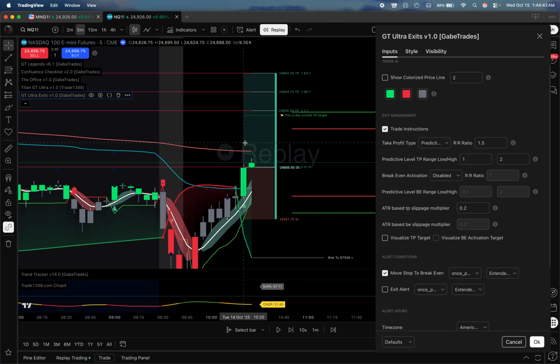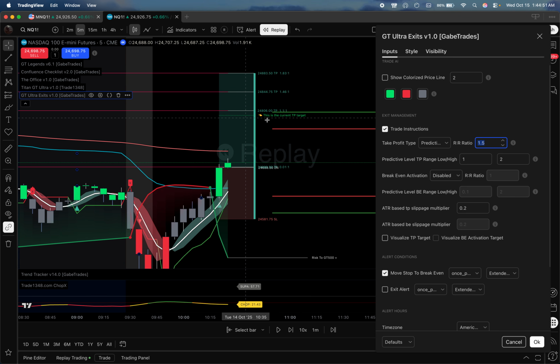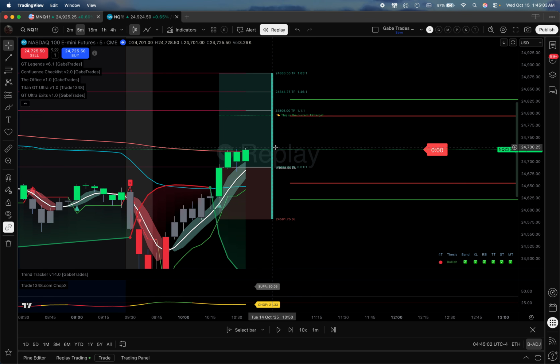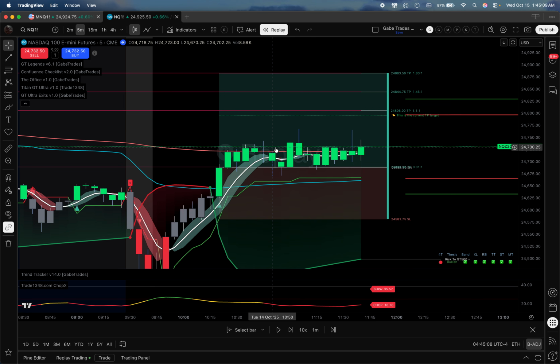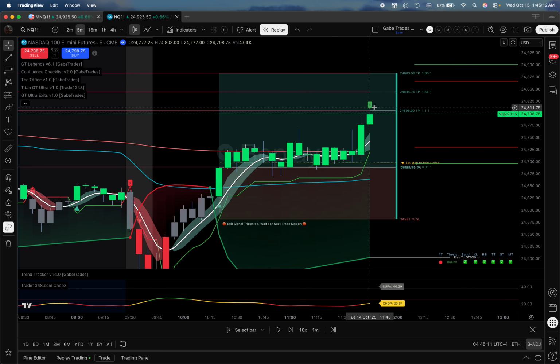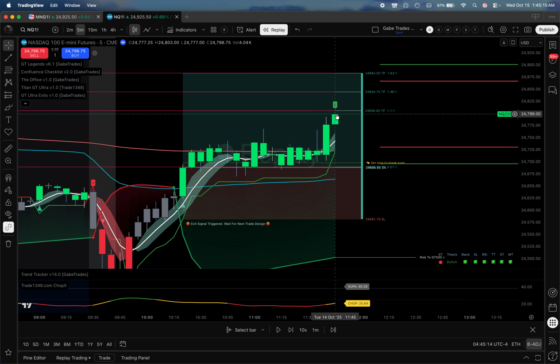Now let's take a look at an example. Here I've set it to predictive level. I have a risk to reward of 1.5 to 1, but it's found a predictive level, so it's going to ignore this risk to reward, and it's looking for a level between a 1 to 1 and a 2 to 1, which happens to be here, right? So if you advance this replay, when price action reaches that predictive level, we will get a signal here. We just got a signal to exit, and the trade instructions also say exit signal triggered, wait for next trade design. So essentially it's saying get out, you've reached your destination.